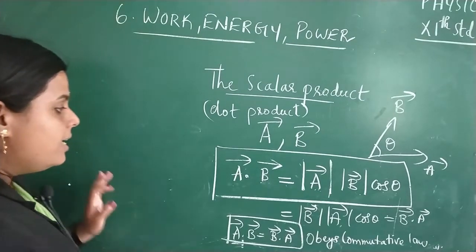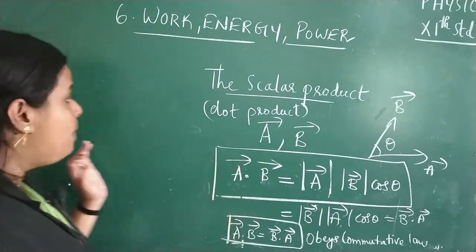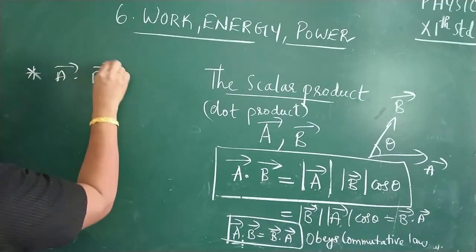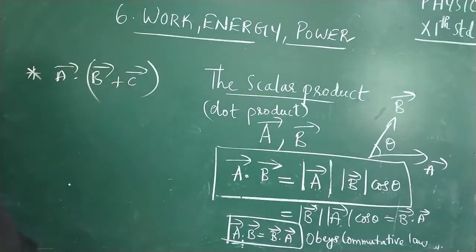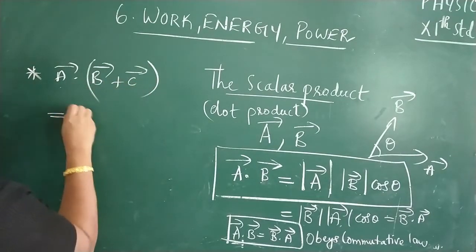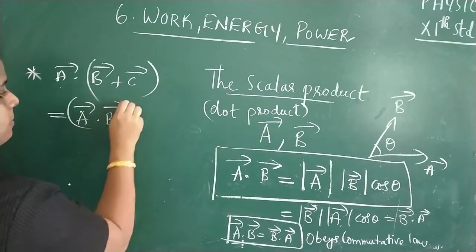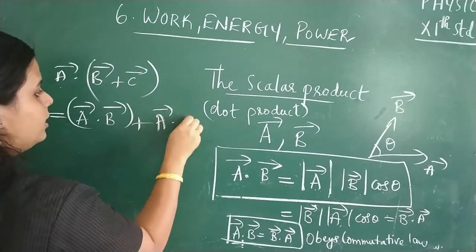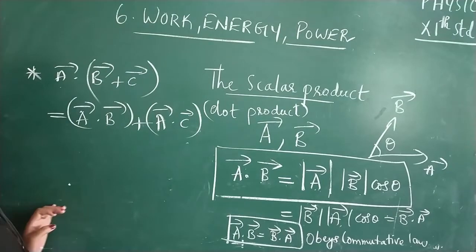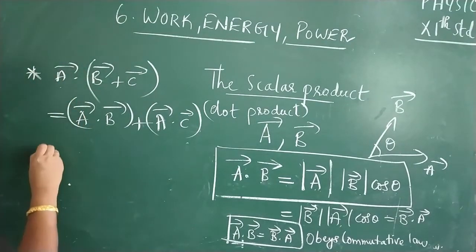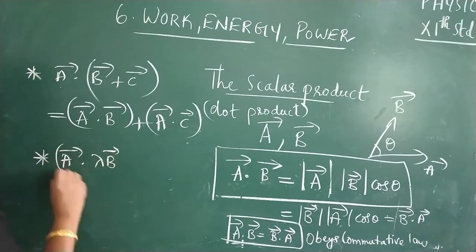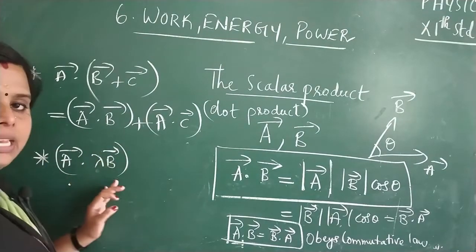Now listen children, this scalar product also obeys distributive law. That is A dot (B plus C), where A, B, C are three vectors. So A dot (B plus C) is equal to A dot B plus A dot C. Clear? So the scalar product also obeys distributive law. Now the third one, A dot lambda into B, where lambda is a scalar.